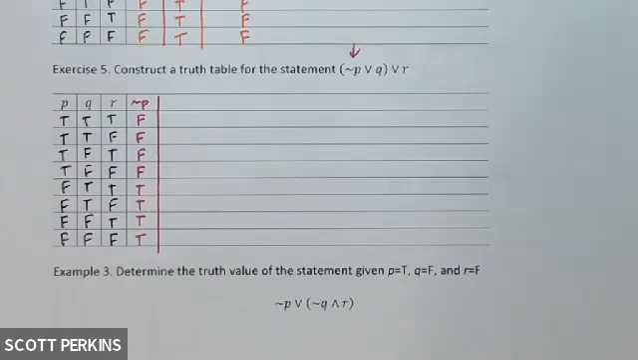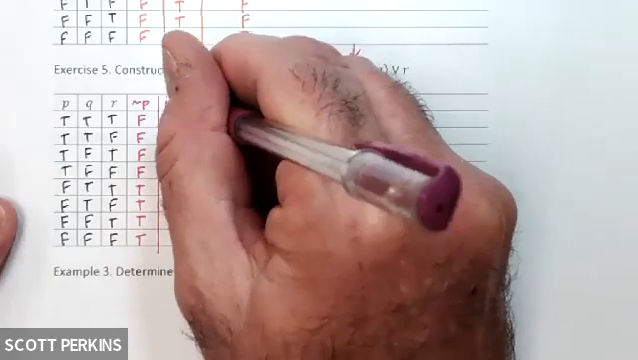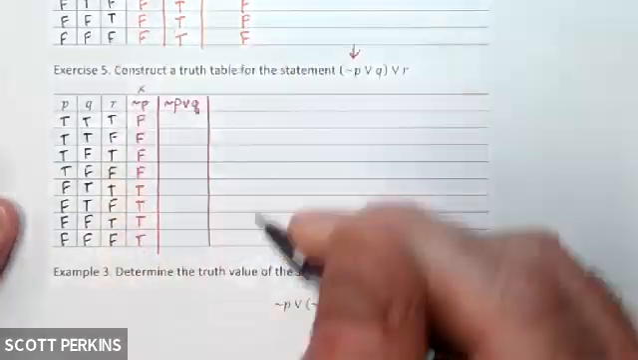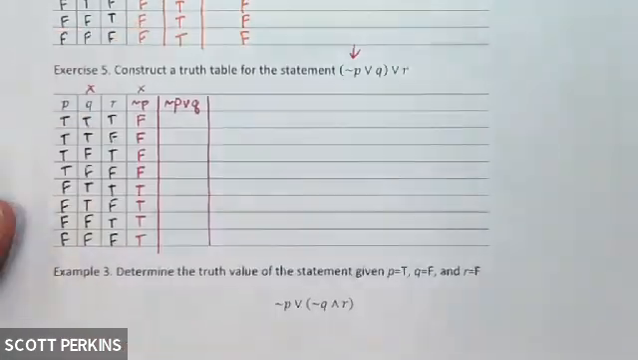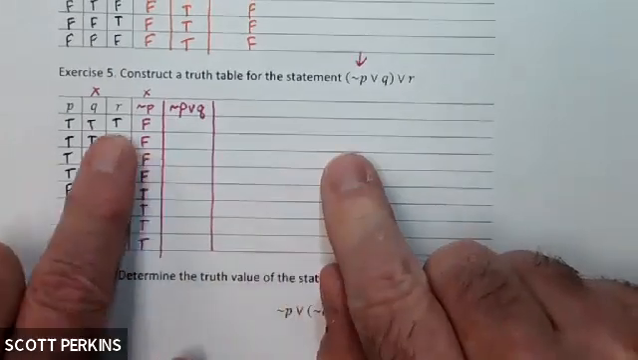Yeah, we should do what's in the parentheses, the squiggly P or Q. Great. So here's my squiggly P column, I'll put a little X above it. Here's my Q column, I'll put a little X above it. And I'm going to combine those with the disjunction, meaning the or statement. The or statement's true when either one is true.